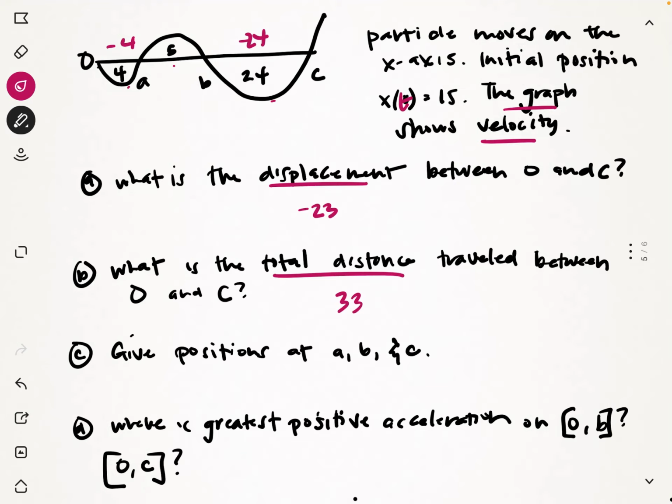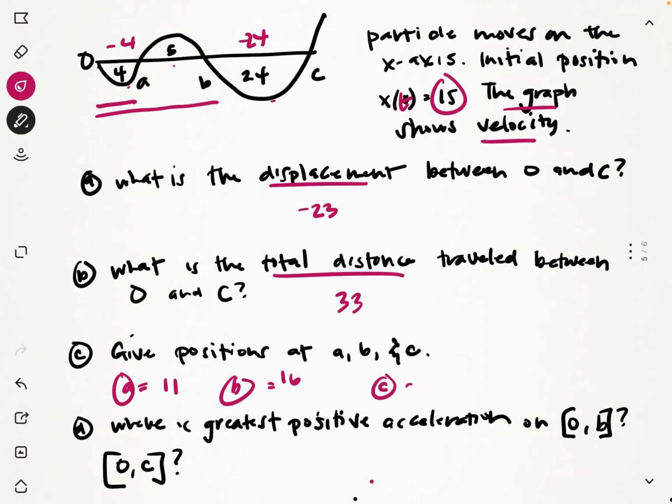And then it says, give us positions at A, B, and C. This is not too bad, right? What we know is that we started at 15. From the starting point at 15 to A, it went -4, so it's going to be at 11, right? And then to get to B, it's going to be -4 plus 5, which is 1. So it's going to be 1 to the right, which is at 16.